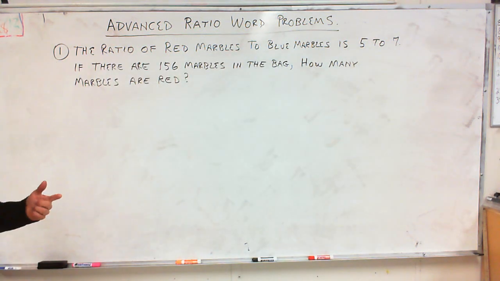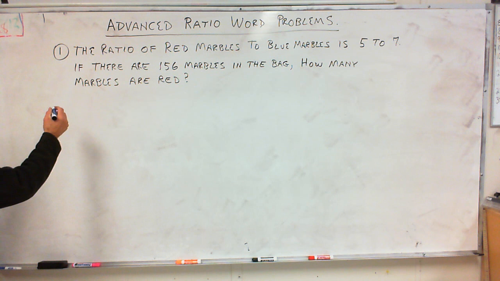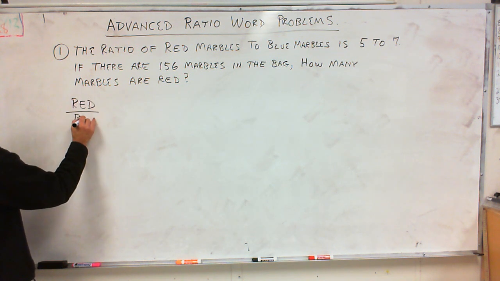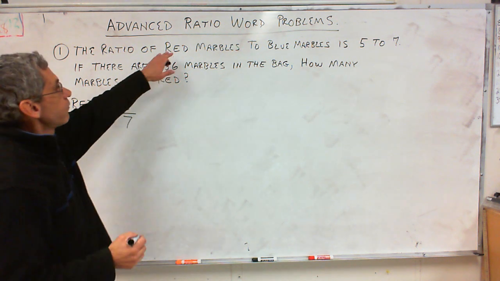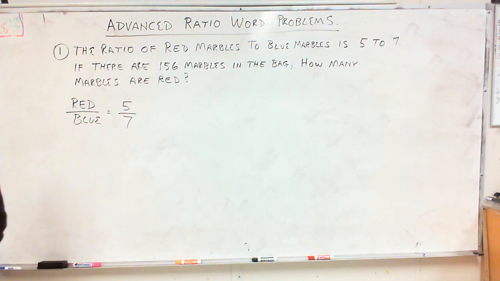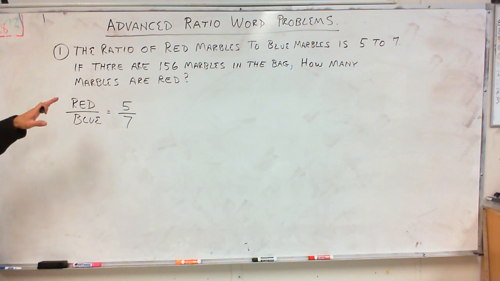It says the ratio of red marbles to blue marbles is 5 to 7. Red marbles to blue marbles, that's the ratio. How would I write that? Red over blue equals 5 over 7, because I got the red first, the 5 first, the blue first, the 7 first. I have to keep them in order. I can't flip them. Then it says, if there are 156 marbles in the bag, how many marbles are red?